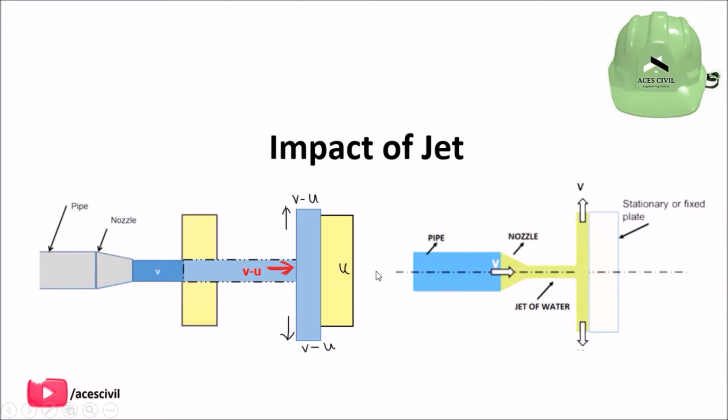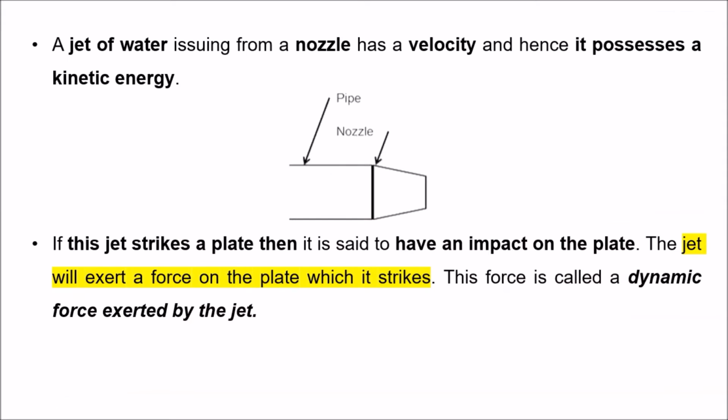Today we are going to learn about the impact of jet. As we know, the liquid comes out in the form of a jet from the outlet of a nozzle which is fitted to a pipe through which the liquid is flowing under pressure. Some plate, which may be fixed or moving, is placed in the path of the jet. A force is exerted by the jet on the plate.